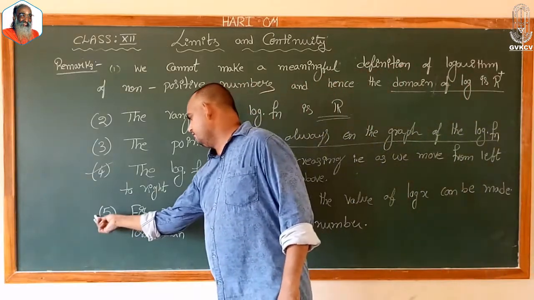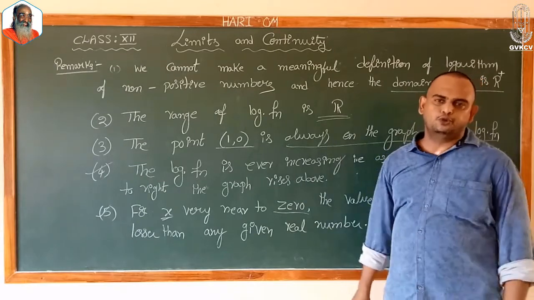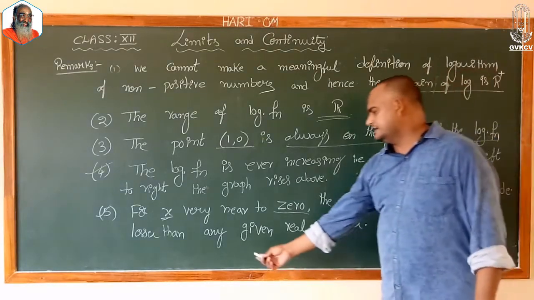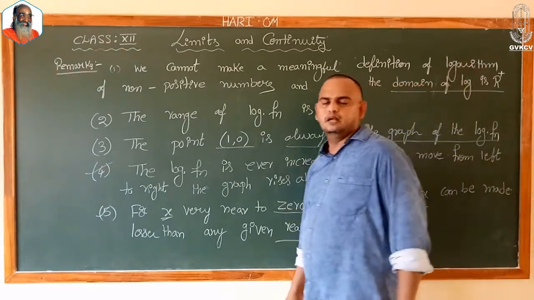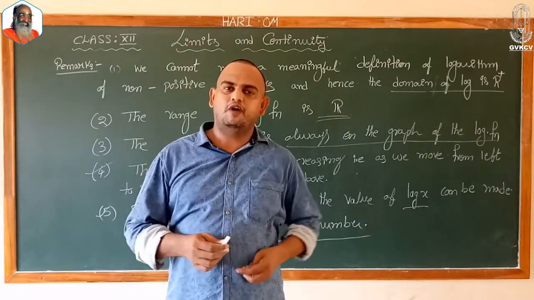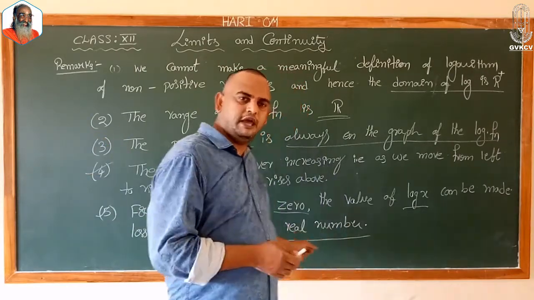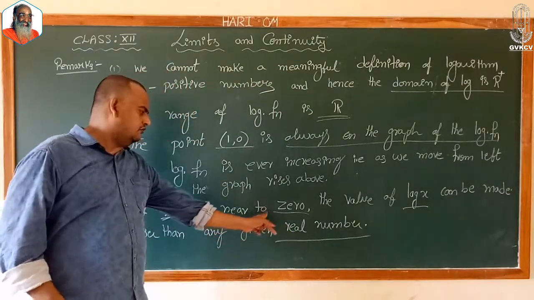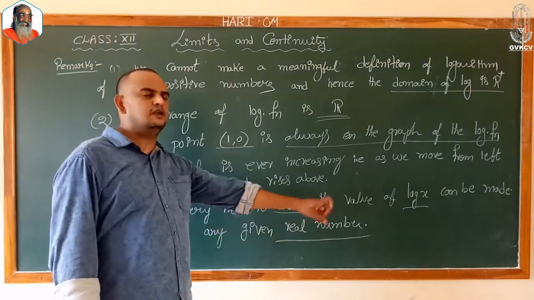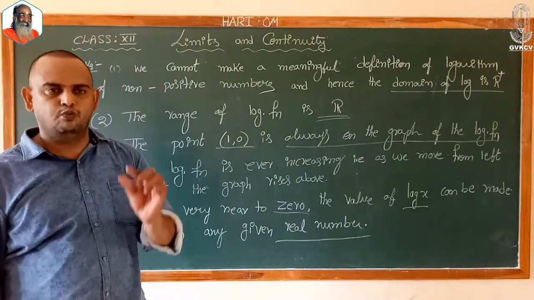Next, the fifth point. For x very near to 0, that means when x approaches 0, the value of log x can be made lesser than any given real number. In exponential form, when we take a very large negative value, the exponential function approaches 0. Here when x approaches 0, log x can be made lesser than any given real number, meaning we get the smallest logarithm value. So the smallest value we get.